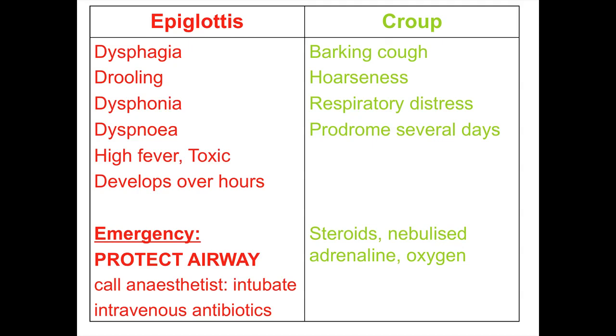So the anaesthetist should be called, ENT should be called, and the child should be intubated before gaining IV access and giving intravenous antibiotics. This is because the process of giving intravenous therapy will disturb the child and can therefore further threaten the airway. Croup is characterised by a barking cough with a hoarse voice and develops over days. The therapy is steroids, nebulized adrenaline and oxygen, and intubation only in very severe cases.